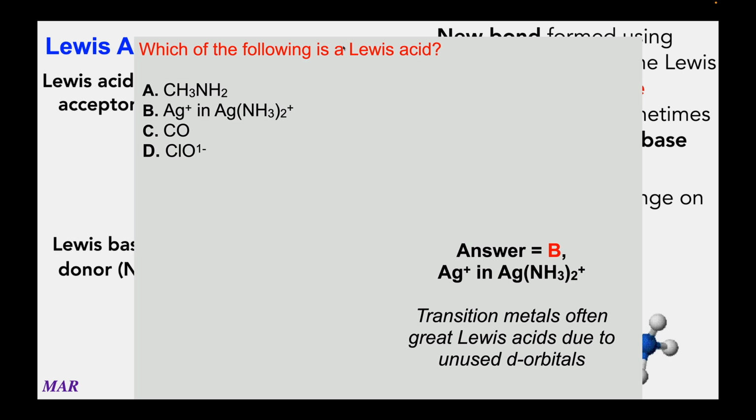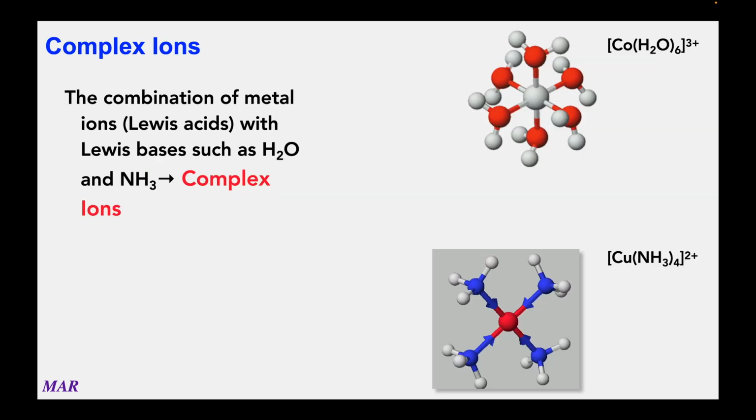Transition metals, boron, aluminum, gallium, great Lewis acids. And again, Lewis bases will be compounds with at least one lone pair on them. So if you have a complex ion, what that means is you have at least one Lewis base pushing itself into at least one Lewis acid. And this is really, really common with transition metals. You can argue that anytime a transition metal dissolves in water, waters surround it.